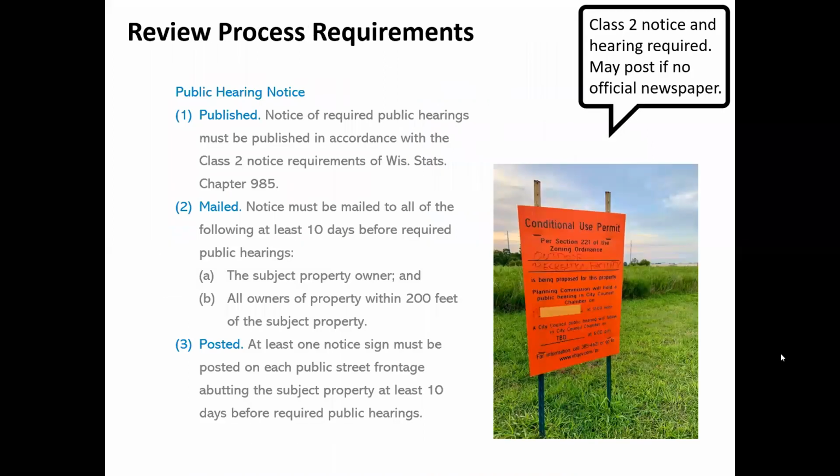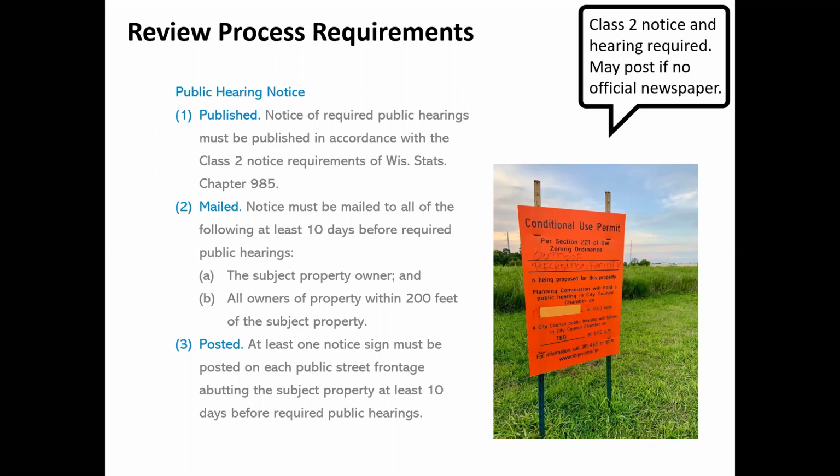All right, and then lastly, when you're looking at your ordinance, make sure to review your process requirements. A Class 2 notice and public hearing are required. That is not the notice or meeting that everyone had prior to the legislative changes. If you are a community with no official newspaper, then you may opt to post instead. The example that I have here shows a community that goes above and beyond this publication notice. In addition to that paid published notice in their newspaper, they also mail to the property owner and those within 200 feet, and they post a sign on site.